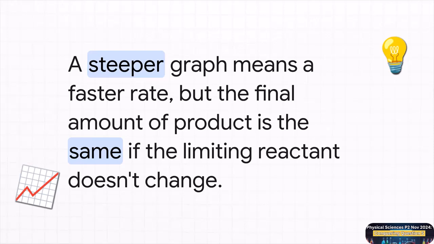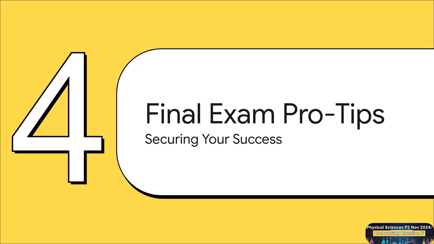And you know what? The exact same logic applies to question 5.1.5. If we used powdered aluminum instead of a strip, the rate would be way faster, but the final volume of gas produced would be, yup, you guessed it, exactly the same. And that's it. We have cracked every single part of question 5.